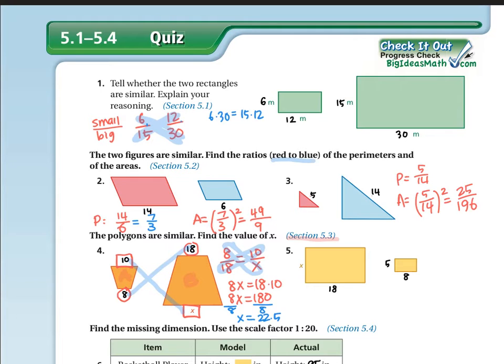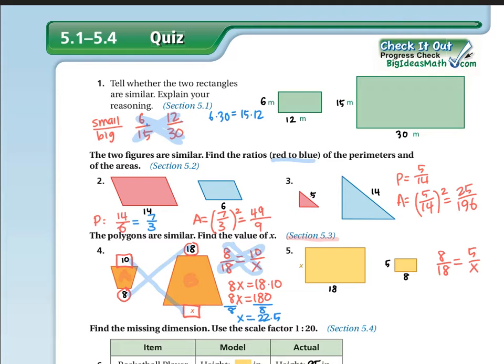Let's try the next one on the right side. Same thing, I'm going to put the corresponding sides. So I'll have 5 and x on the top, and then 8 and 18 on the bottom. So let's go ahead and set up the equation. I have the corresponding sides. 8 is a small one, so I put it on the top. Then 18 is the bigger one, so I put it on the bottom.